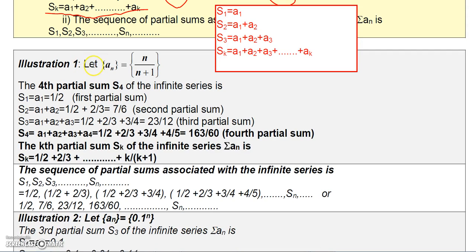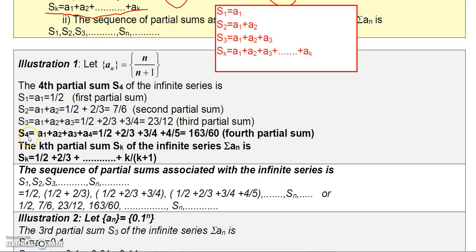To illustrate this, let's consider the sequence A sub n equals n over n plus 1. S1 would be the first term, which would be 1 over 2, because if n is 1, you get a half. S2 would be the first two terms. If n is 1, you get a half. If n is 2, you get 2/3. S3 would be the first three terms, so you'd have the half, the 2/3, and then if n is 3, you'd get 3/4. I went ahead and added these up. S1 is a half, S2 is 7/6, S3 is 23/12, and so on.